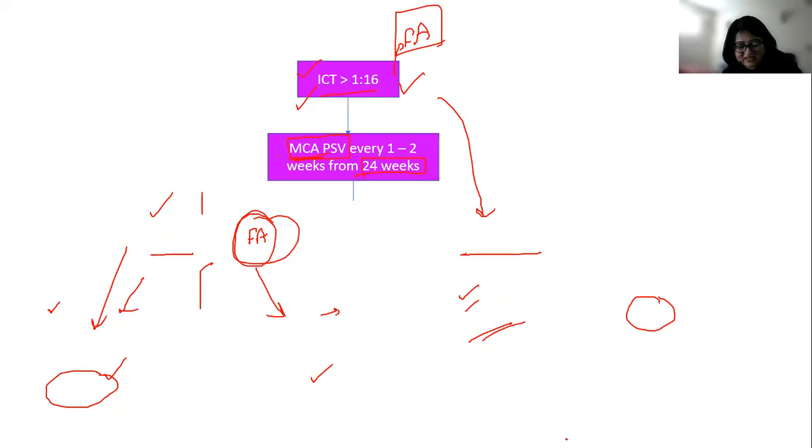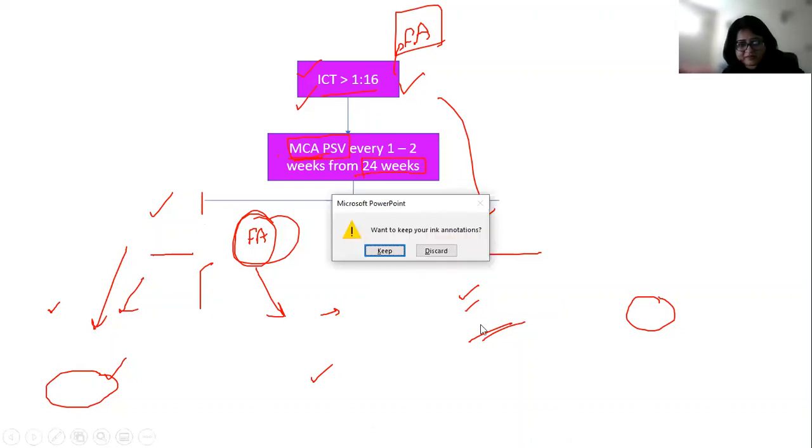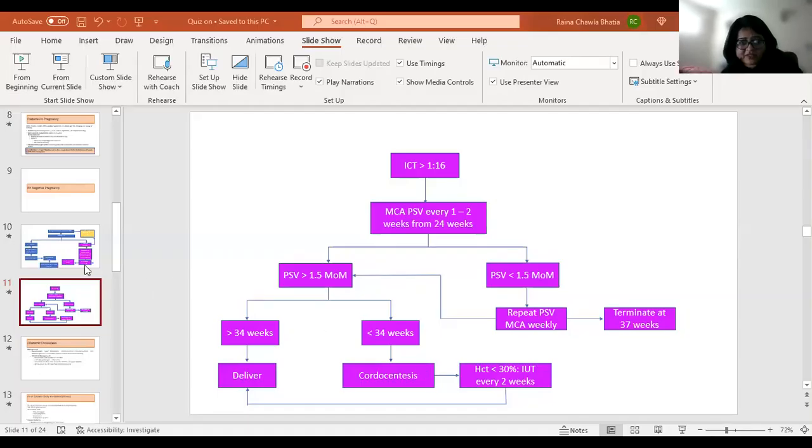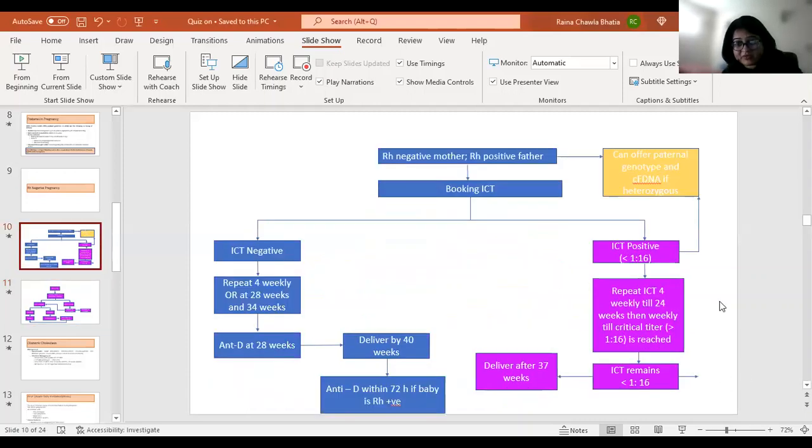Okay, so as I said, here's the flowchart for that.